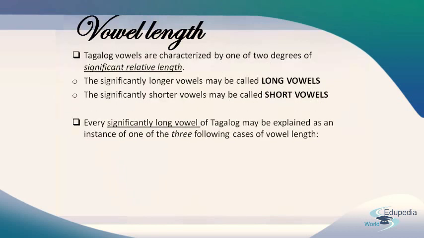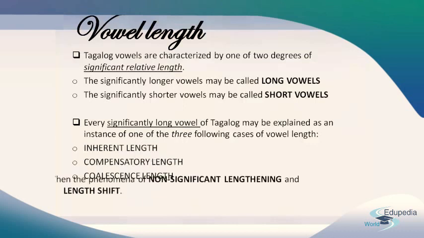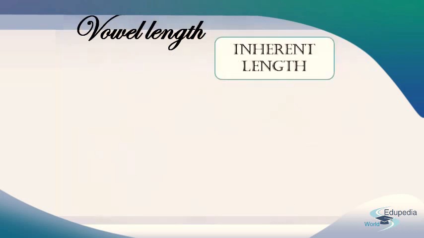Every significantly long vowel of Tagalog may be explained as an instance of one of the three following cases of vowel length. The first, we have the inherent length. The second, we have the compensatory length. And last, we have the coalescence length. In this video, we'll also discuss the non-significant lengthening and the length shift. So let's start with inherent length.